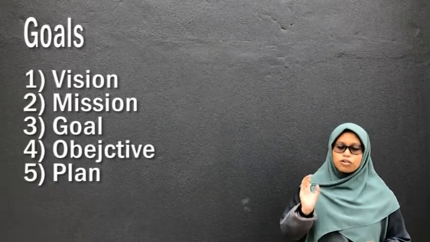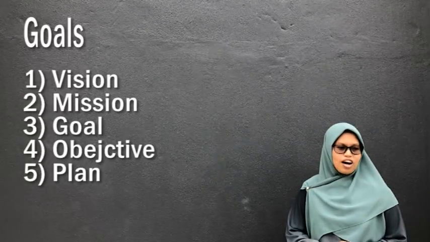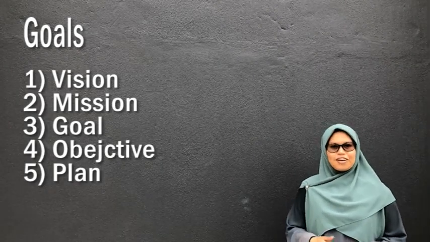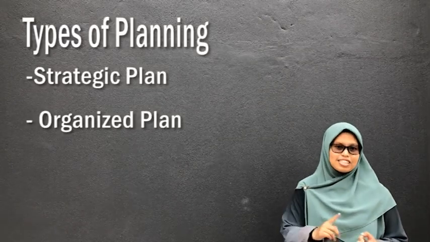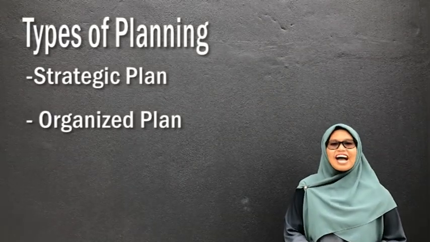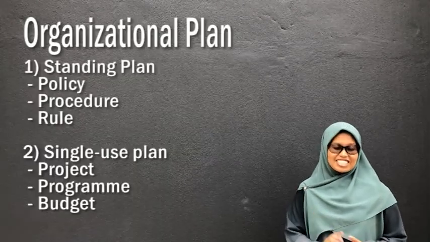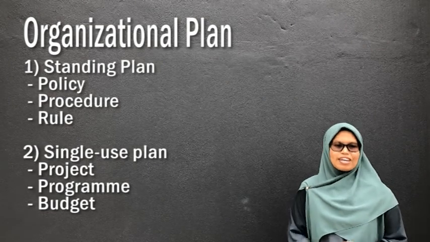What are the types of planning and goals? Goals have five types: vision, mission, goals, objective, and plan. Planning has two types: strategic plan and organizational plan, which includes the operational plan. In the strategic plan, we have the strategy and mission statement, while in the organizational plan, we have the standing plan and single-use plan.